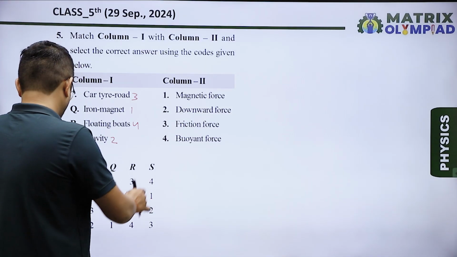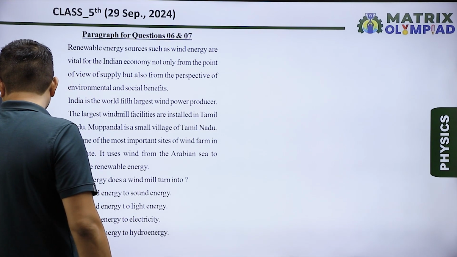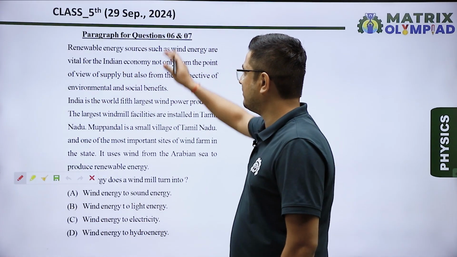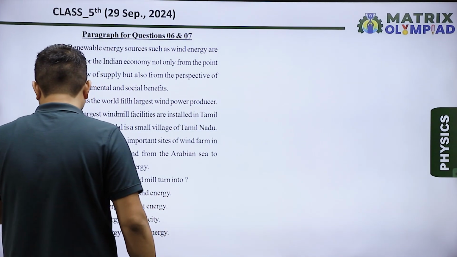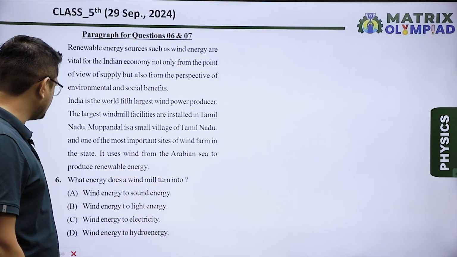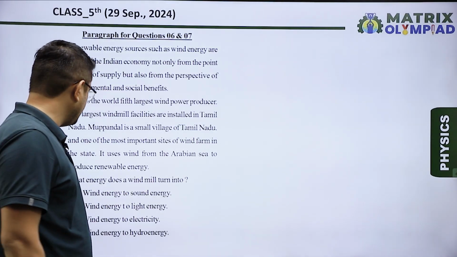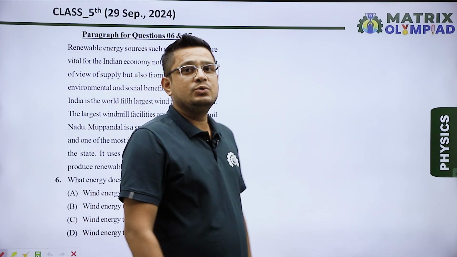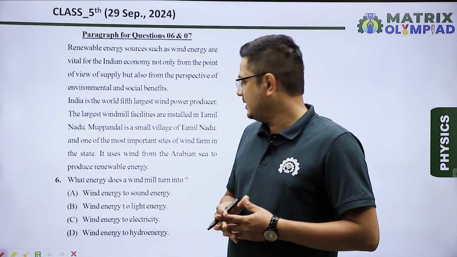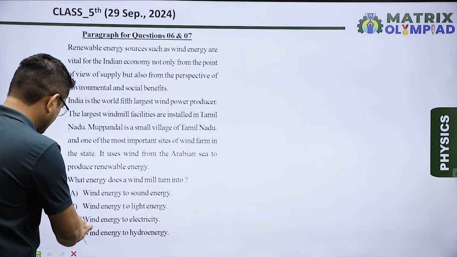Next question. Question number 6. Now the next 2 questions, number 6 and 7, are based on a paragraph. There is a paragraph given in which some conditions are given, and on the basis of this paragraph, in question number 6, it is asked what energy does a windmill turn into? A windmill uses the kinetic energy of wind and converts it into electrical energy. So our correct answer will be option C.